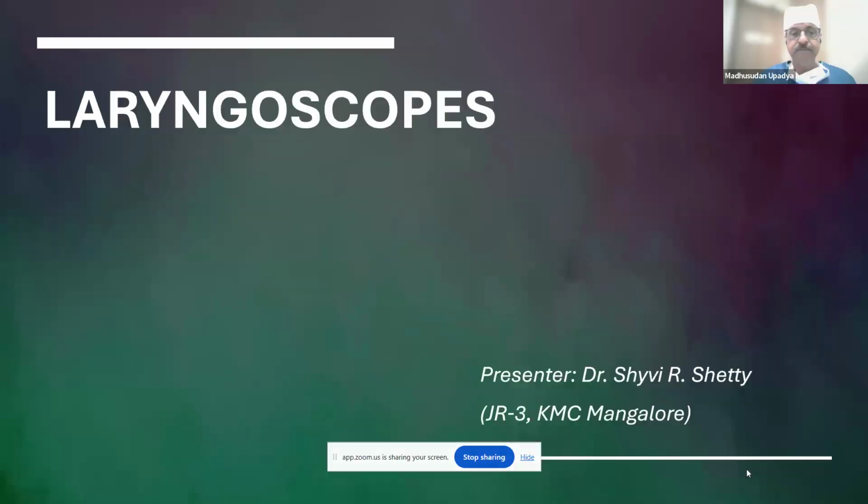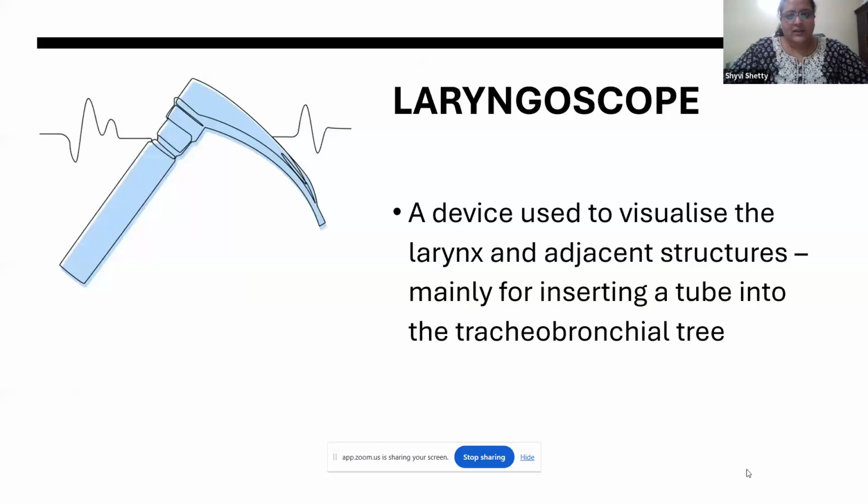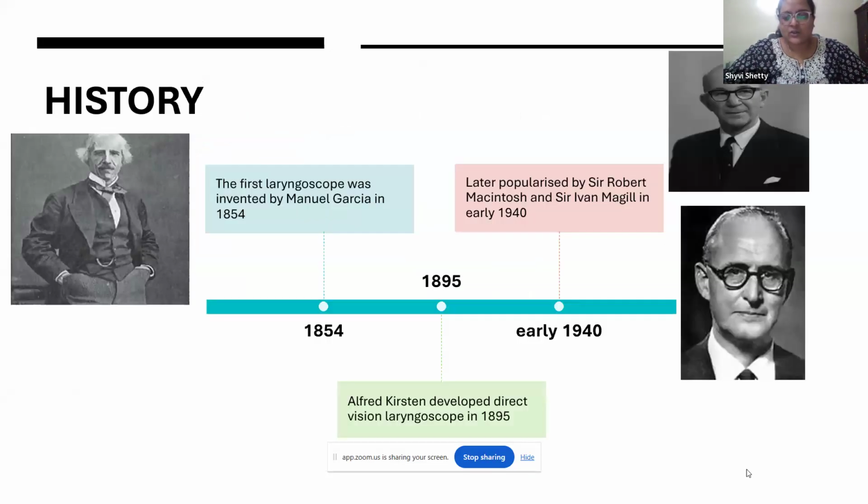Starting, sir. Good evening, everybody. My topic for today is laryngoscopes. So what is a laryngoscope? It is basically a device which is used to visualize the larynx and adjacent structures, mainly for inserting a tube into the tracheobronchial tree. Going back to the history of laryngoscopes, the first laryngoscope was invented by Manuel Garcia in 1854, after which in 1895, Alfred Kirstein developed a direct vision laryngoscope, and in the early 1940s, it was popularized by Sir Robert Macintosh and Sir Ivan Magill.